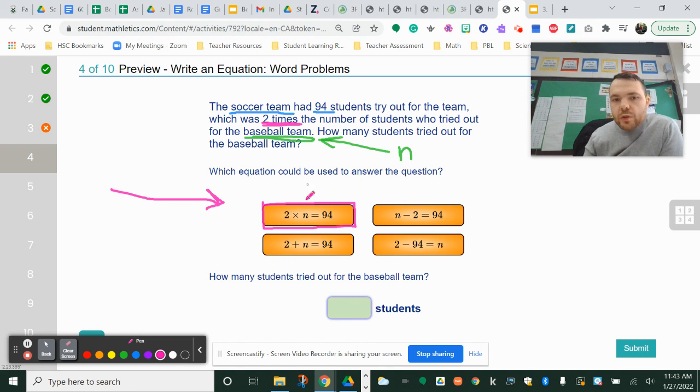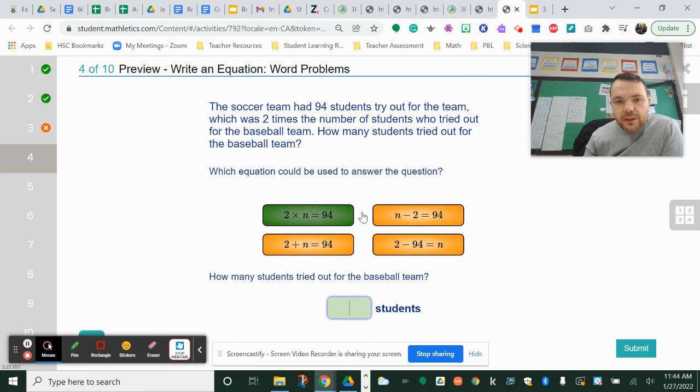We don't know how many students tried out for the baseball team. We do know whatever it was would have been half the number that tried out for the soccer team, thereby multiplying it by 2 works. So I think already we found the correct answer. n subtract 2 equals 94. No, that does not represent 2 times more. 2 plus n would represent 2 more students, not 2 times more. And 2 subtract 94 again does not represent the information conveyed. So I'm confident that the correct algebraic equation to represent that information is 2 times n equals 94. I'm going to select that as my answer.